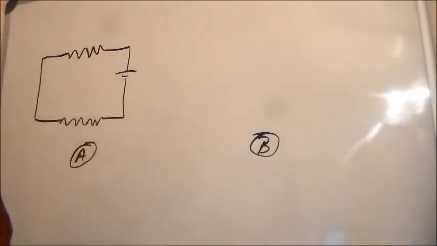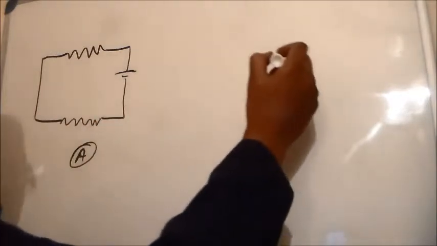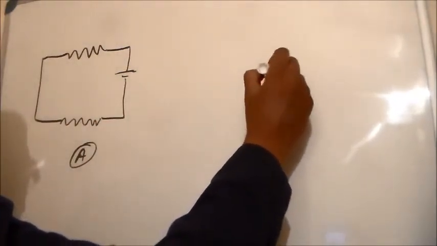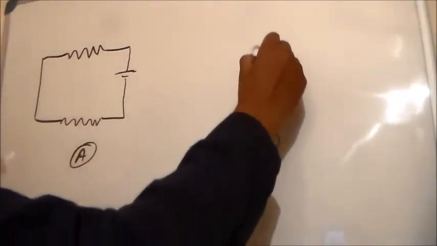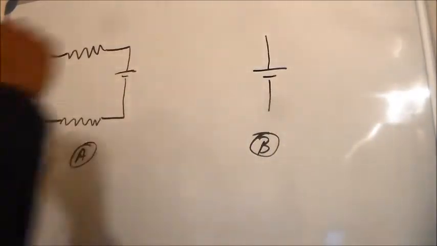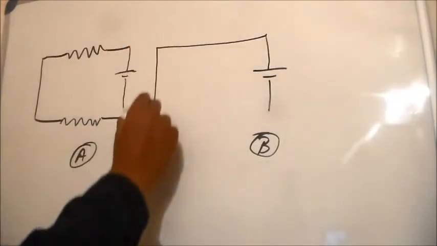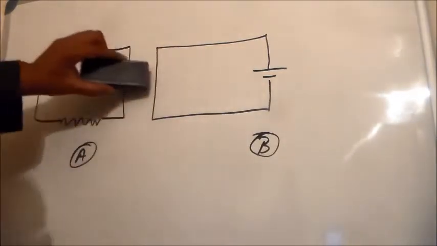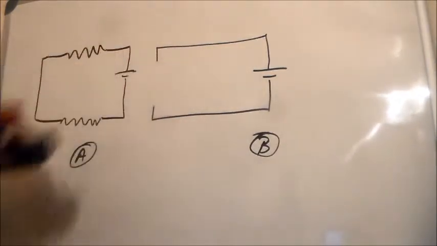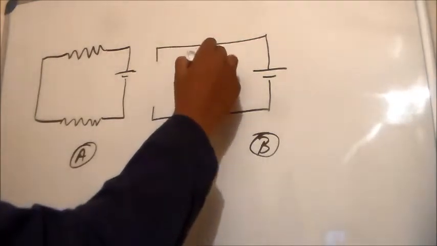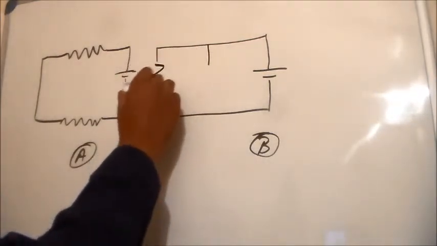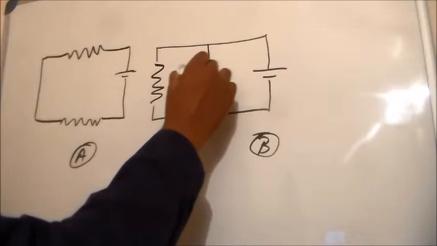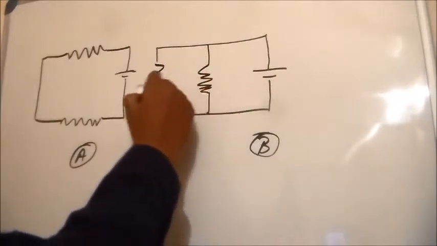And then on circuit B, we have a parallel circuit where we have our battery here. Making sure I get this right. We got our box formation here. And actually, take some of that out. And we're going to bring this down. And we're going to have a resistor here. And we're going to have a resistor here.